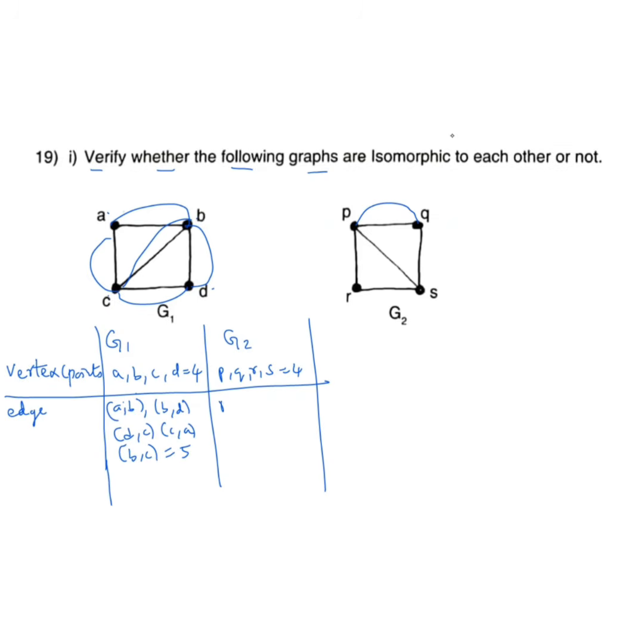Let us check here. It is P, Q, one edge. Then Q, S, second edge. Then S, R, third edge. Then R, P, fourth edge, and then P, S is the fifth edge. So we have 5 edges, which is also the same.